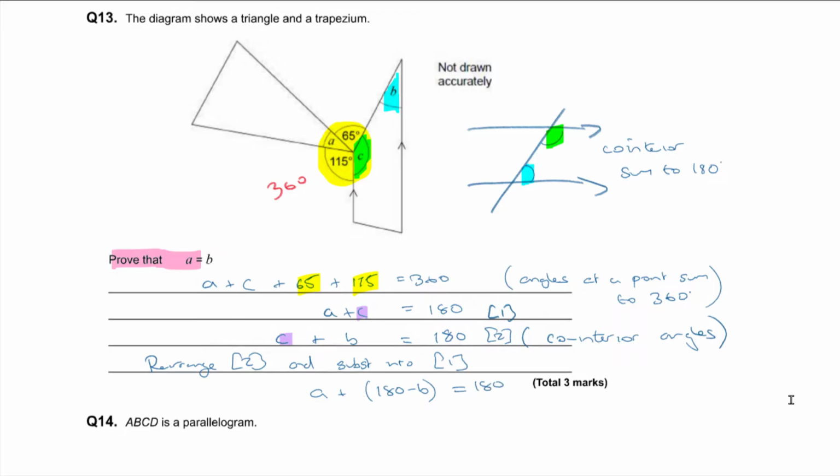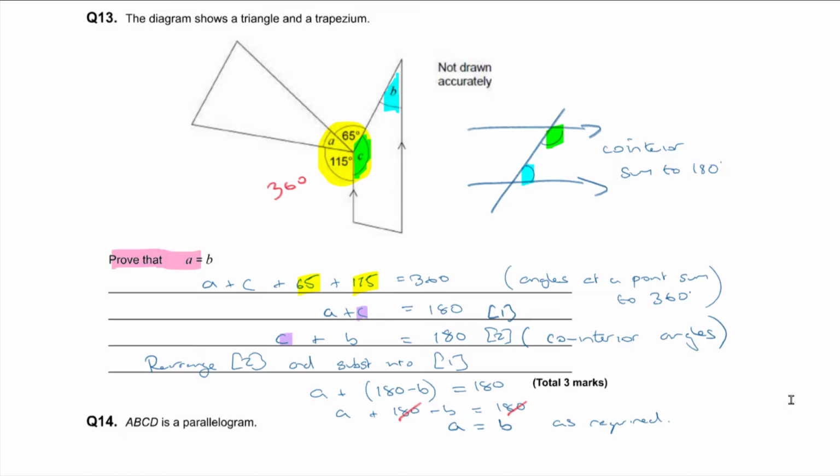Just substitute it in: take C, rearrange it to make C the subject, and replace C in equation 1 with what I've got. I get that. So then removing the brackets, I'm going to get A plus 180 minus B is equal to 180. So I've got 180 on both sides. They're going to cancel each other out. And then if I add B to both sides, or move B to the other side, I'm going to get A is equal to B then, isn't it, as required.